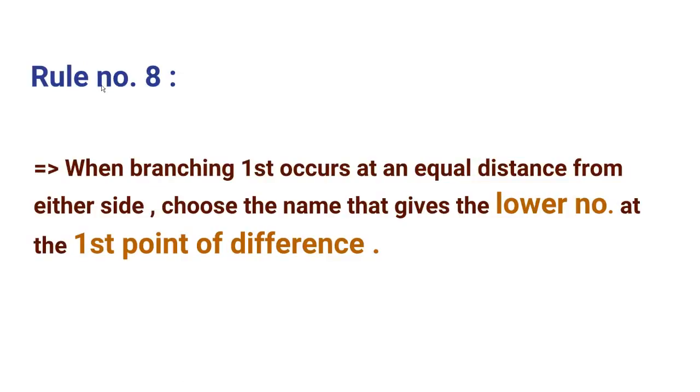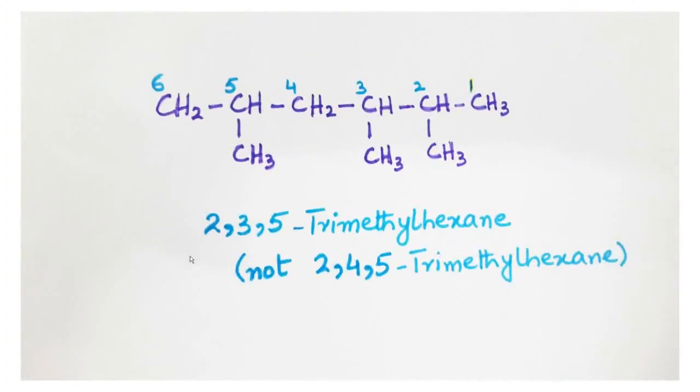Now rule number 8 says when branching first occurs at an equal distance from either side, choose the name that gives the lower number at the first point of difference. This rule is clarified in the next example, like here.